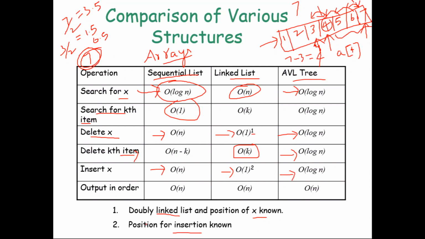Output in order: if you want the output in a particular order, that is, in ascending order, then in a sequential list it is order of n, because you want to output every element. In a linked list also it is order of n. In an AVL tree it is also order of n, because every node should be visited and printed. So if you see here, for most of the cases other than output in order, the AVL tree's performance is order of log n. So compared to all these three data structures, the AVL tree actually performs better. So that's what we are discussing here.